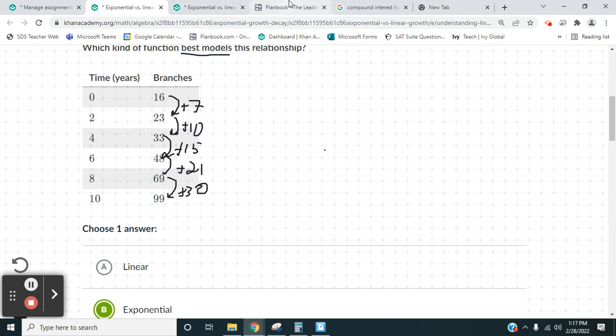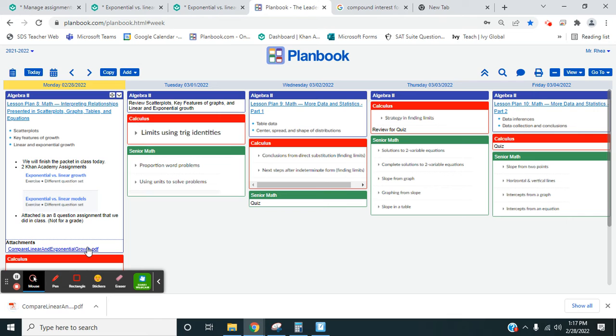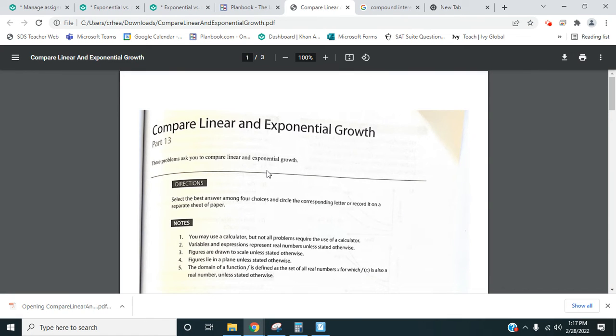Okay. For now, here, we're going to do a worksheet. Pass them out. Yeah, pass them out. They're up here somewhere. It looks like this. Linear and exponential growth. Yep, that one there. There you go.